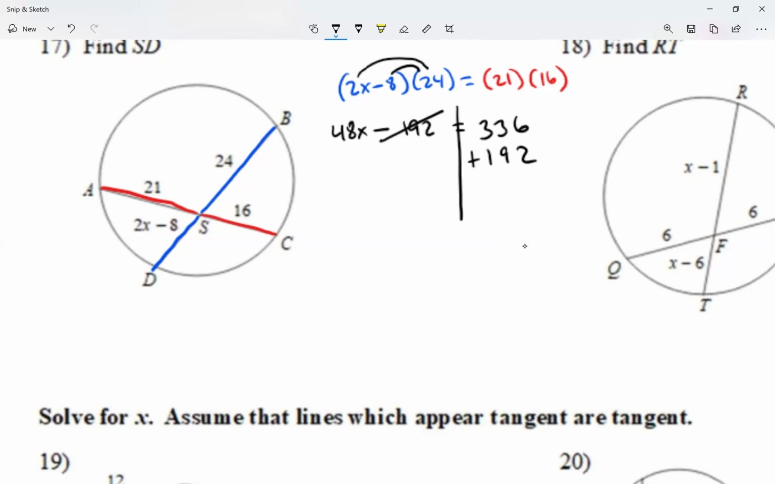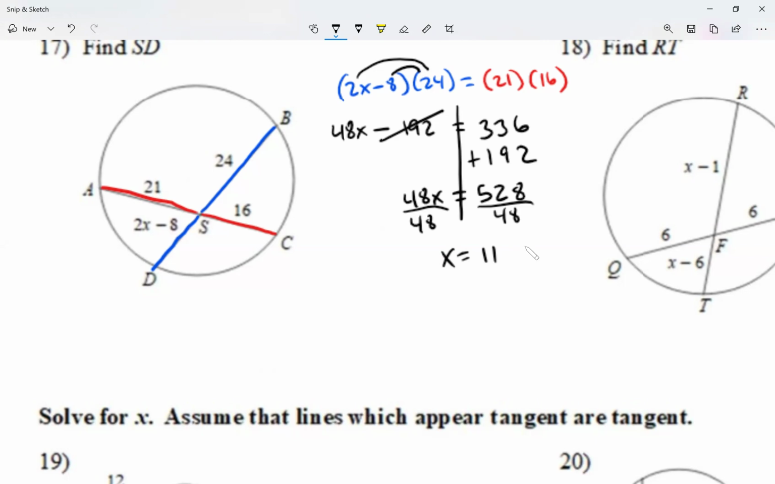So that gives me that 48x is equal to, now 336 plus 192 is 528. So let me divide both sides by 48, and I'm gonna get that x is equal to 11. So remember how when I started this question, I said, let me start it the same way 15 and 16 were. I noticed that the instructions changed, but I'm gonna start it the same way.